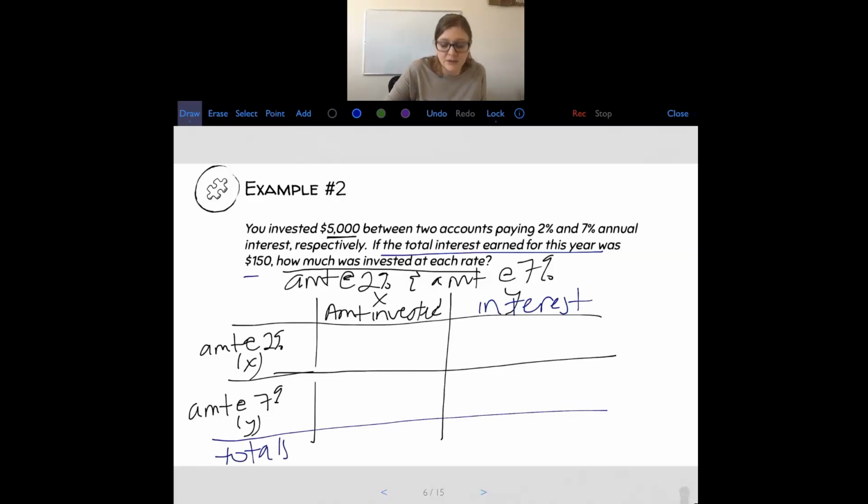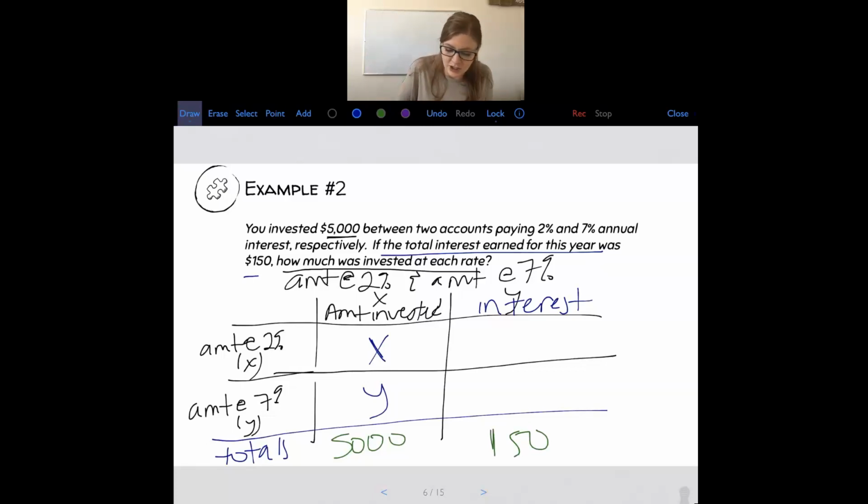Okay, so we were told that this person invested $5,000 between two accounts. So for the total and the amount invested, we know that this is $5,000. Okay, and for the amount of interest earned, we're given that's $150. So we put that in our totals. Okay, so now let's deal with the variables. So the amount that we're investing at 2% is X, and the amount that we're investing at 7% is Y. And X plus Y has to equal 5,000 because the amount we invest in one account plus the amount we invest in the other account has to equal the total amount, 5,000.